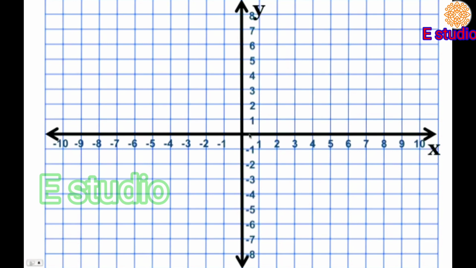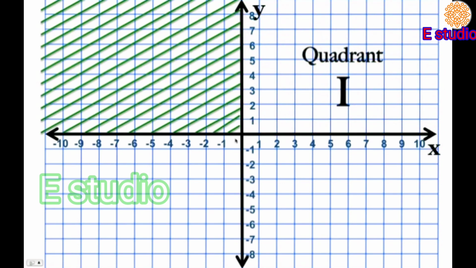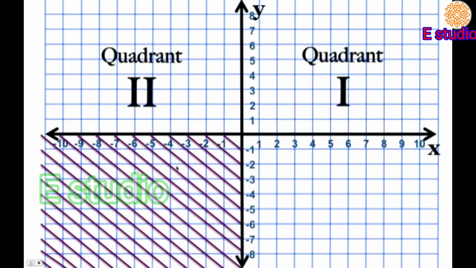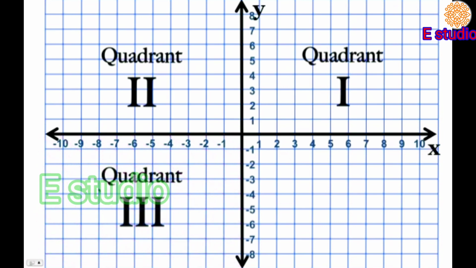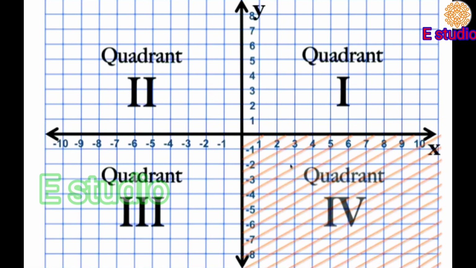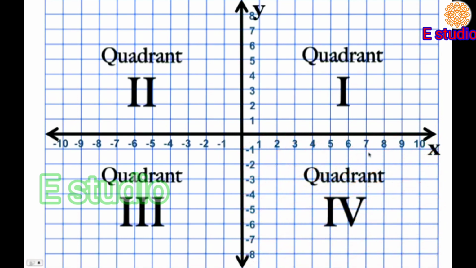This part over here, where x is positive and y is positive, is quadrant 1. This part over here, where x is negative and y is positive, is quadrant 2. So any points in this section are said to be in quadrant 2. This part down here, where x is negative and y is negative, is quadrant 3. And any points over here are said to be in quadrant 3. And this section over here, where x is positive and y is negative, is quadrant 4. And any points that are in this area are said to be in quadrant 4.